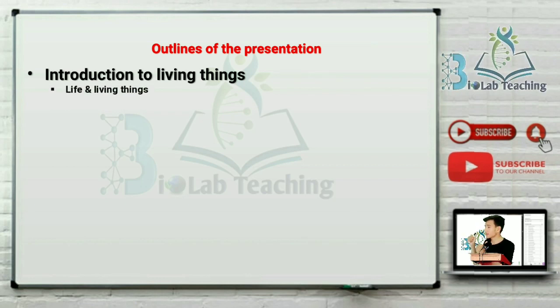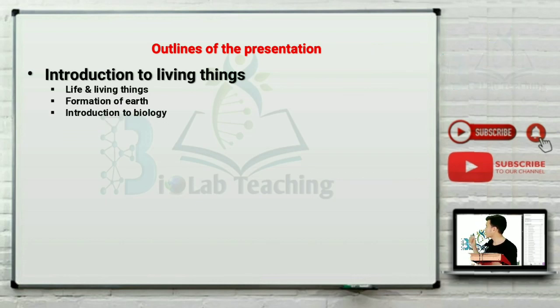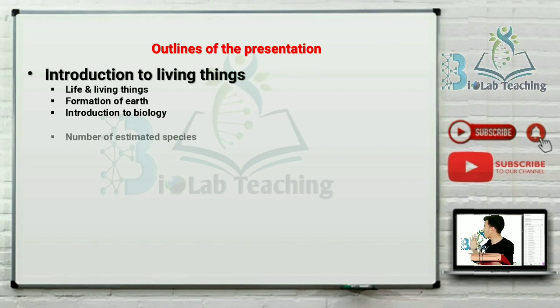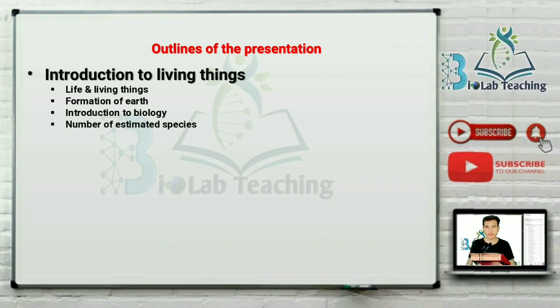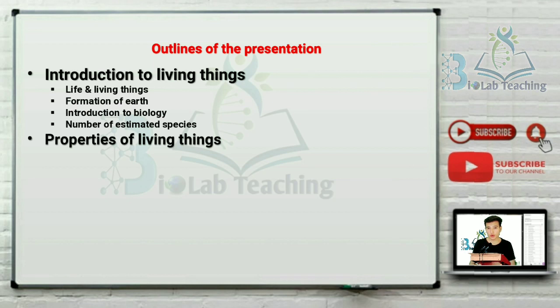The second topic is life and living things. Then the formation of Earth, and when the Earth formed. The third is the introduction to biology, meaning what the term biology is and what the study of life is. Then the number of estimated species, how many living organisms are found in the world. And the last topic in this outline is the properties of living things, what type of properties living things have.